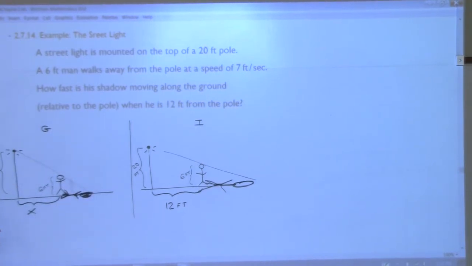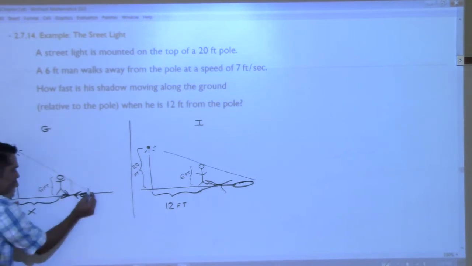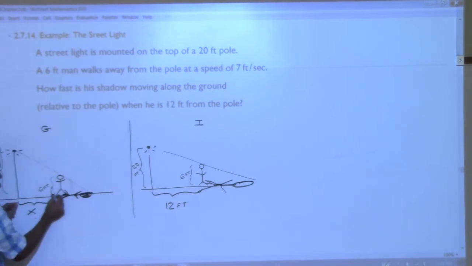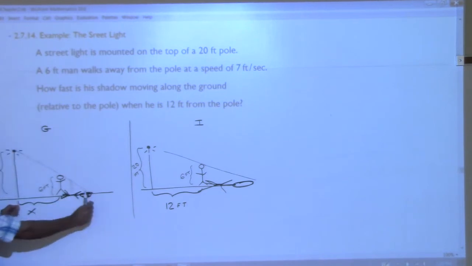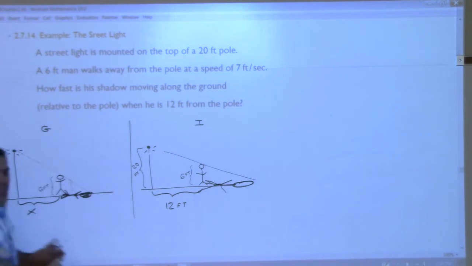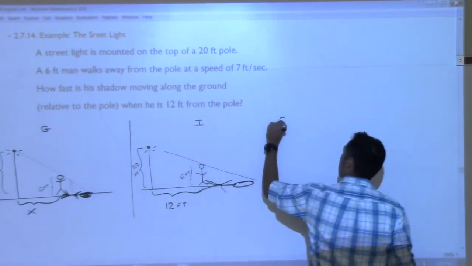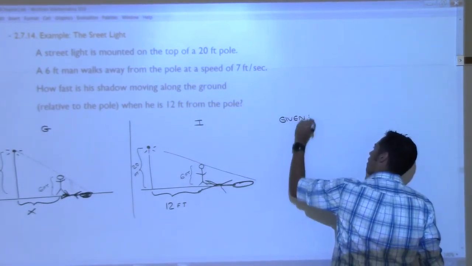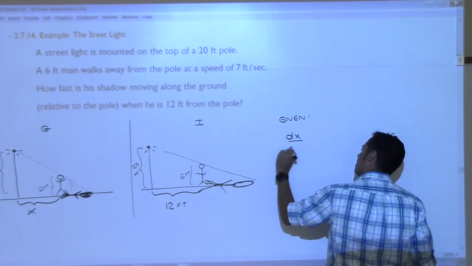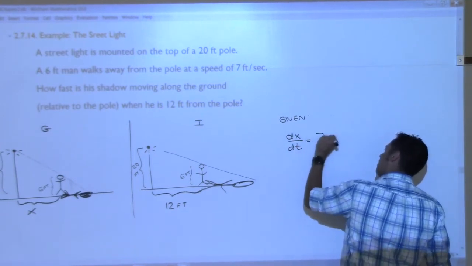Can we get in our picture and see what it is that's changing? X is changing at 7 feet per second, right? The distance from the man to the pole, as he moves like a point, is stretching X out, so X is changing at that rate of 7 feet per second. So that's a given. That's given to me. That dx dt is 7 feet per second.